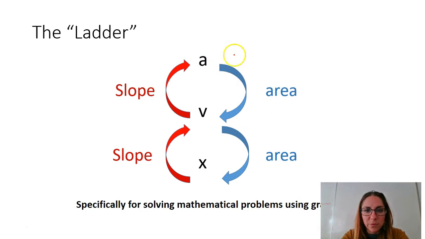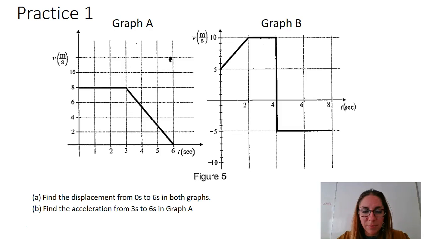And if you go down the graph, or down the ladder, if you go from acceleration and take the area, it gives you the velocity. And if you're on the velocity graph and you take the area, it gives you the displacement. So it's a little way to help you solve for some of these problems.